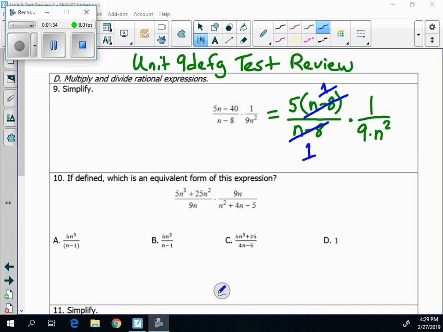We look at whether the 5 and the 9, those factors, can simplify, but 5/9 doesn't simplify. So in the end, we just multiply across the numerator. We have 5 times 1 times 1, so the numerator is just 5. In the denominator, we have 1 times 9 times n squared, which is just 9n squared. And it's simplified.